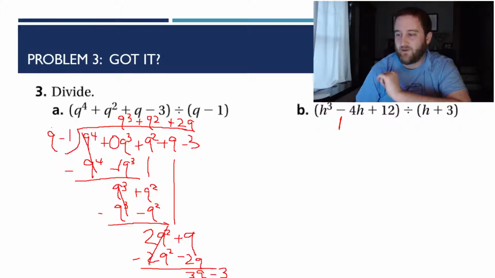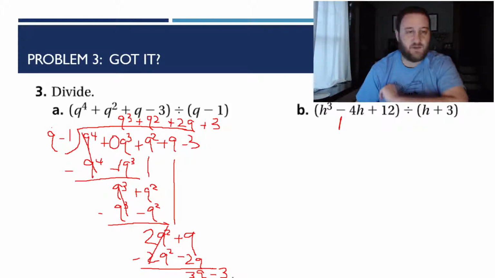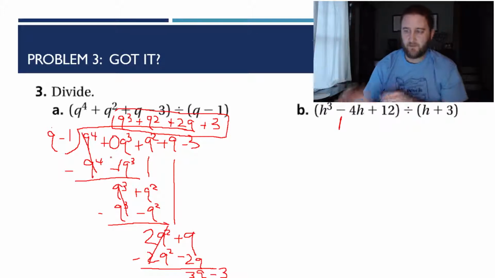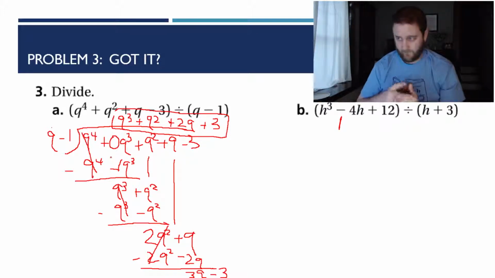All right, so now I've got 3q minus 3. We want to see how many times q goes into 3q. Well, that's a positive 3 times. So 3 times q is 3q. 3 times negative 1 is negative 3. So I got 3q minus 3. And then minus 3q minus 3, we get a remainder of 0. So your solution for this is q cubed plus q squared plus 2q plus 3.